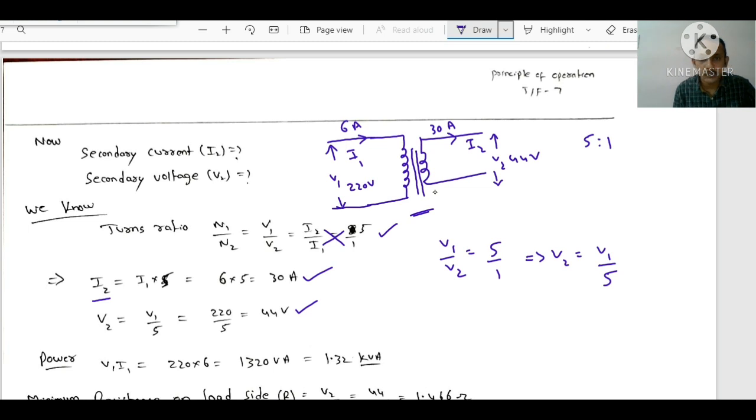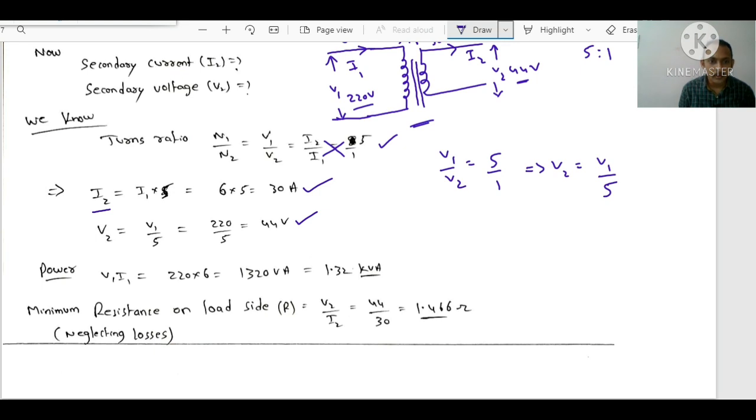So input is 6 amps, 220 volts. Output current, how much are we getting? 30 amps. Voltage is 44 volts. Is it a step up transformer or step down transformer? Step down transformer. 220 volts became 44 volts. But current, observe, it became very high. Turns ratio, 5:1.